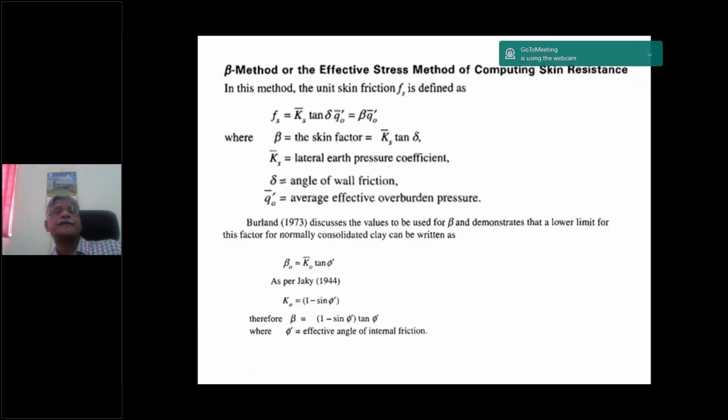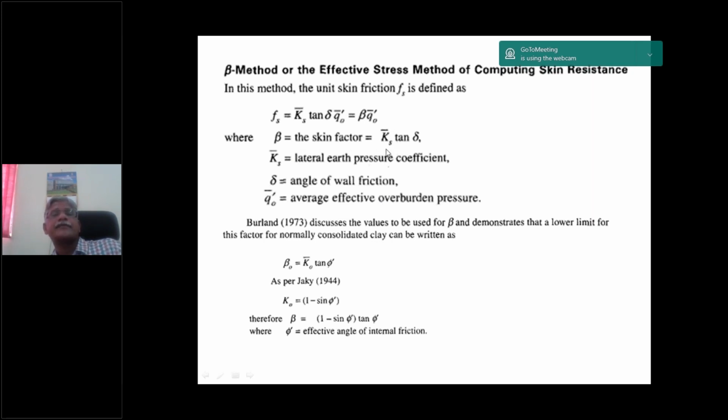So the alpha and lambda methods are over. Now the beta method, also called the effective stress method of computing skin resistance. As for this method, the skin resistance equals beta times the average effective overburden pressure Q0'. So Q0' is the average effective overburden pressure that you can get, and beta can also be expressed as Ks tan delta.